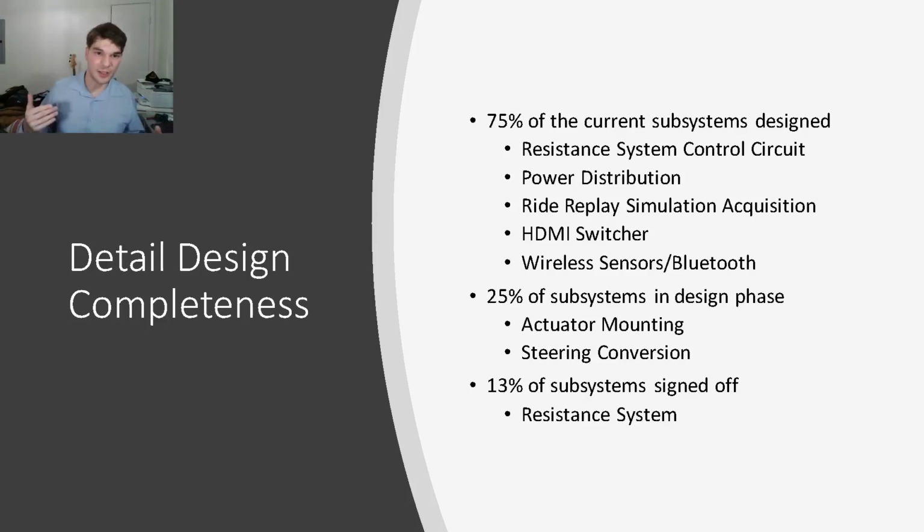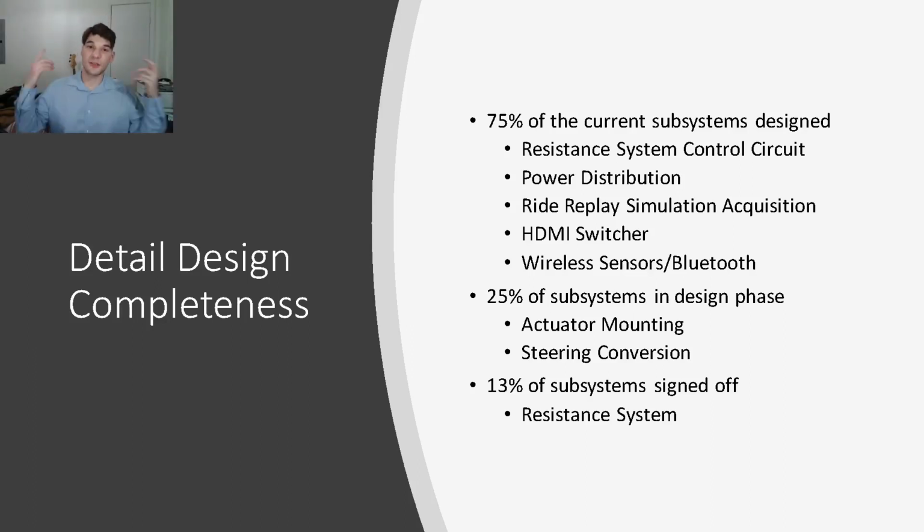The HDMI switcher, we want to be able to switch between the ride replay simulation and the Mario Kart controller all on one system. So we need an HDMI switcher so we can switch between the Nintendo Switch and the ride replay system, and that's what that is about. And then wireless sensors. The system right now has a bunch of wires that's not aesthetically pleasing and it's very not safe. So we're going to overhaul that using Bluetooth. More on that later as well.